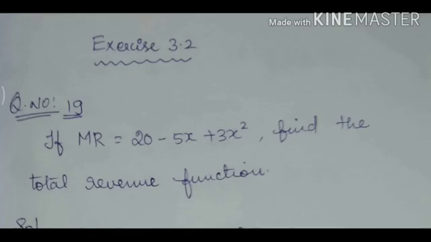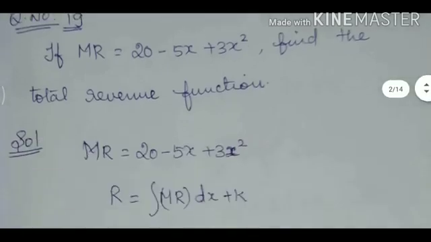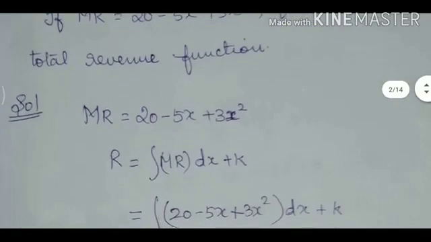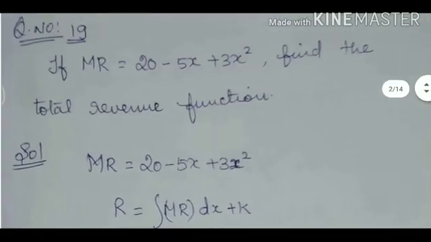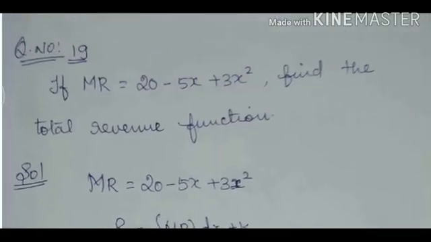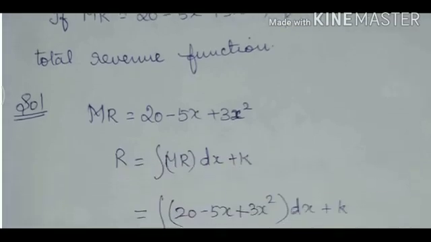If MR equal to 20 minus 5x plus 3x square, find the total revenue function. Here MR is given. So using this MR, we are going to find R by integrating the MR. After that, giving R equal to 0 and x equal to 0, we find the value of k, and we find the total revenue function by substituting the value of k in this equation. Now, here it is given MR equal to 20 minus 5x plus 3x square. So if you integrate this, you get R.